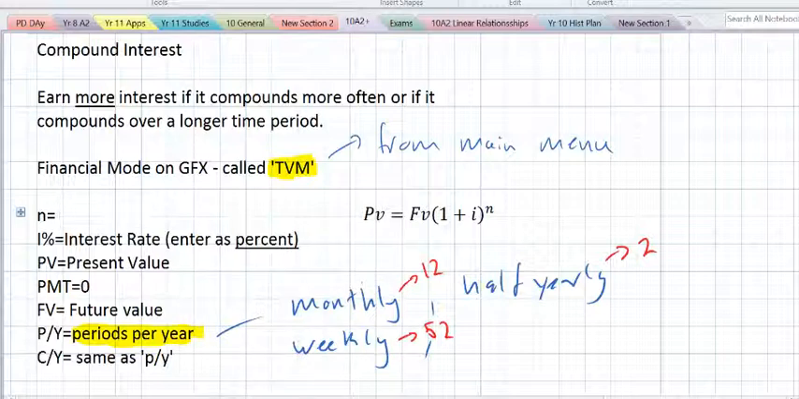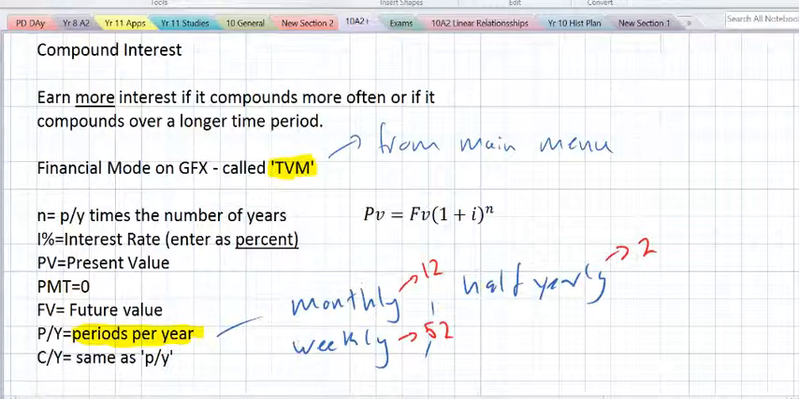Now, N is the most complicated and the most difficult one for us to get. It is going to be P/Y, whatever that value for P/Y was down the bottom, times the number of years. Note that P/Y, if it's yearly or annually, is 1. So down here for P/Y, if it says it compounds each year, then P/Y is 1.